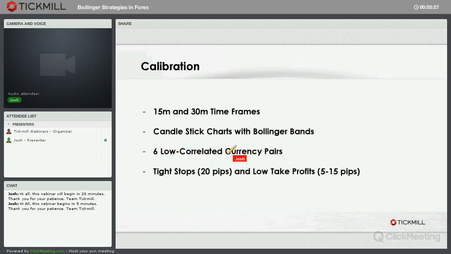Very important, please don't trade correlated. What that means is, for example, the Euro-US dollar and the US dollar-Swiss franc are inversely correlated pairs. When one rises, the other falls. So if you are going long Euro-US dollar, you're effectively long Euro and short US dollar, right?